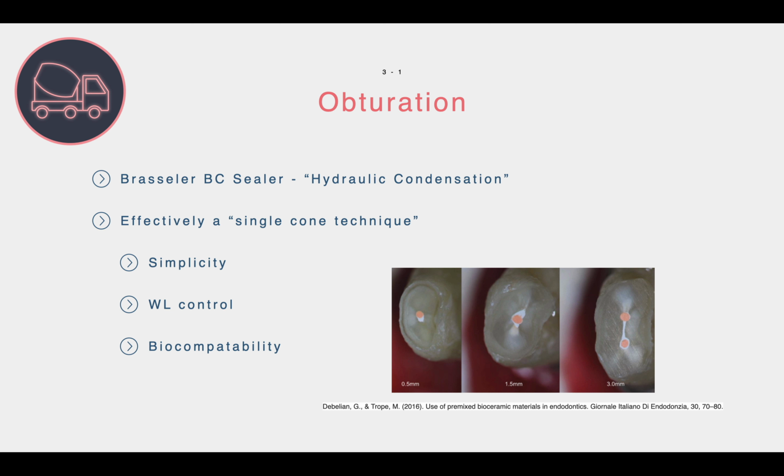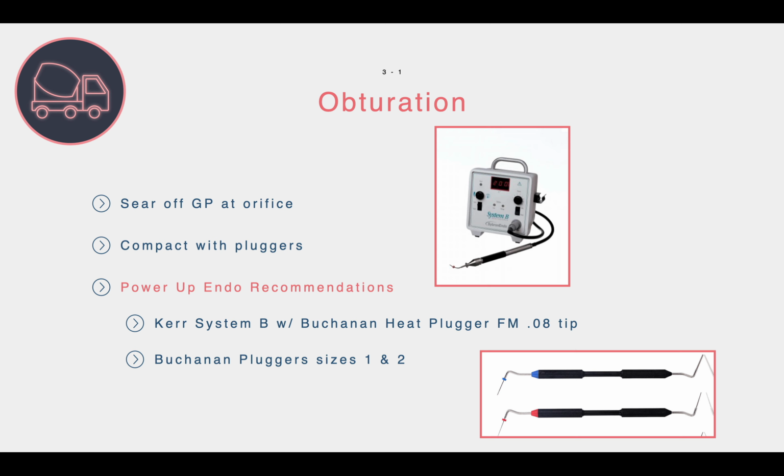And when you look at the cross-section of a tooth that's obturated in this fashion, we can see that a lot of the nooks and crannies are filled in by the white sealer that you see here in the various sections. And all you got to do is sear off the gutta percha right at the root canal orifice. I recommend using Kerr's System B heating element with the Buchanan heat pluggers in a size fine medium 08. That's like a universal size, and that's going to get you through basically all of your obturations, okay?